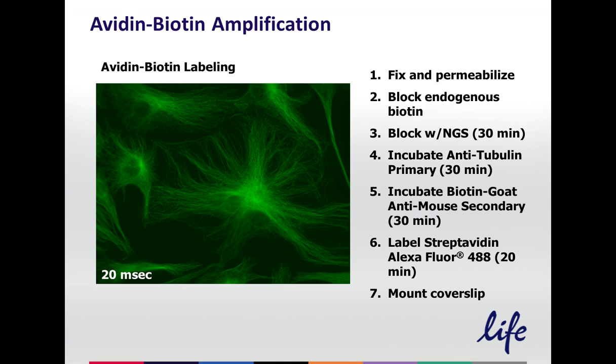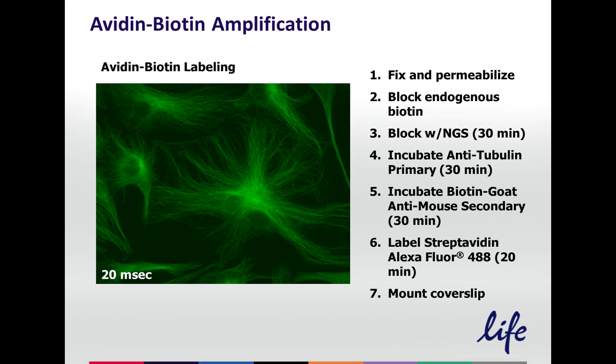Here's another example image, again of tubulin, this time labeled with a biotinylated secondary, a biotin goat anti-mouse, and then detected with streptavidin Alexa Fluor 488. This had an exposure time of only 20 milliseconds, so now this is twice as bright compared to the standard secondary detection where it was about 40 milliseconds, right? Compare that to the 500 milliseconds needed for the primary directly conjugated, right?